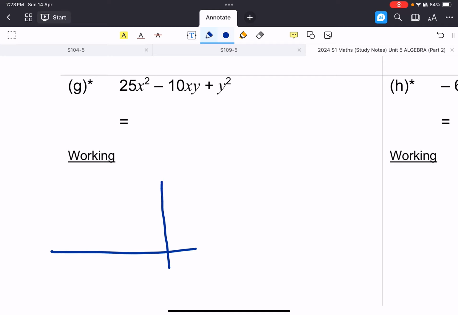So what happened is over here, we have 25x squared. 25x squared means the combo is 5x by 5x. It could be 25 by 1, but I mean, it's not 25 by 1, right?